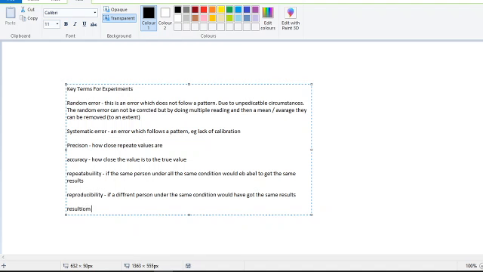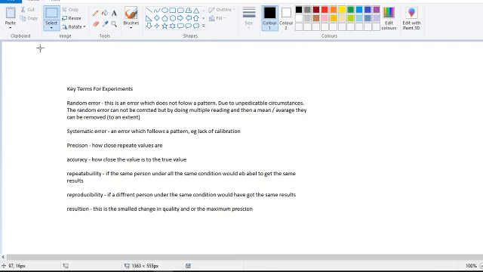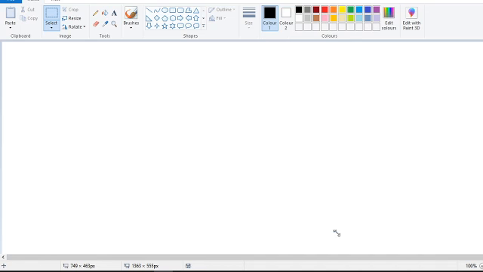And then resolution. This is the smallest change in quantity and/or the maximum precision. So say the resolution of a ruler is like 1 millimeter, that kind of stuff. That is basically resolution, the maximum precision you can actually get. So now, finding uncertainties key terms.